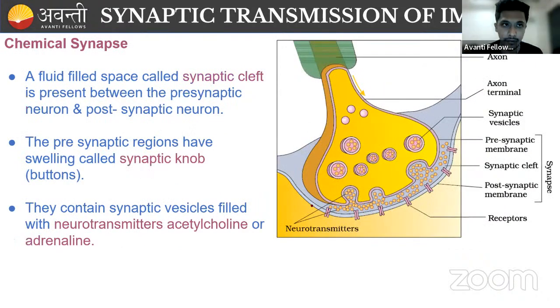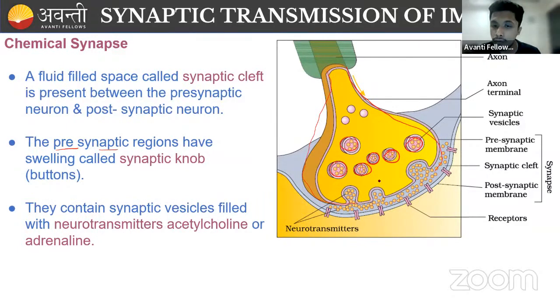When it comes to chemical synapses, we have our synaptic bulb, or we also call it the synaptic knob, which is present in the presynaptic nerve. The presynaptic nerve is the one which is giving the information. At the end of this nerve, at the knob, there are vesicles. These vesicles contain specialized signaling molecules called neurotransmitters, for example acetylcholine or adrenaline.